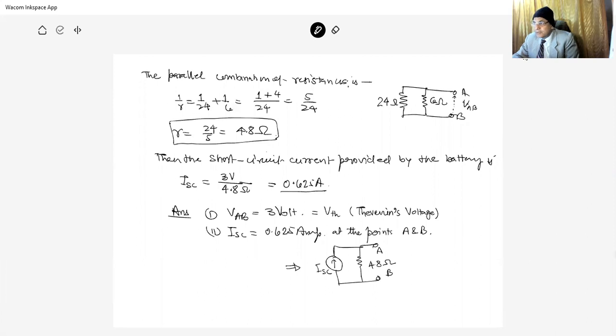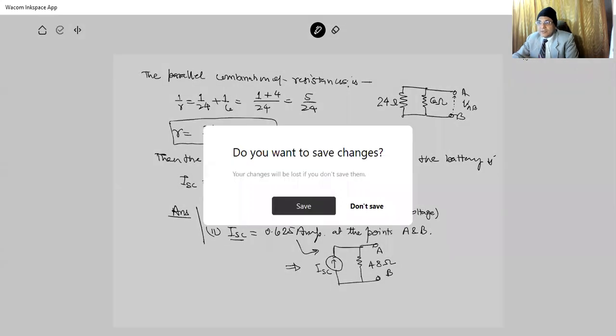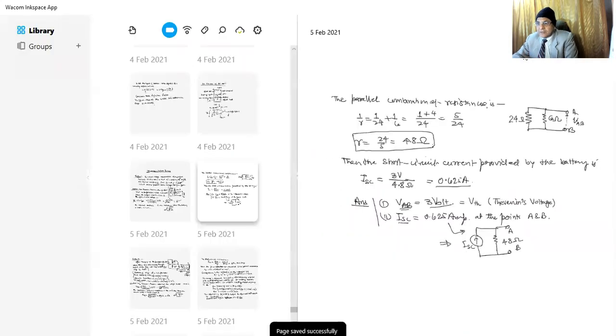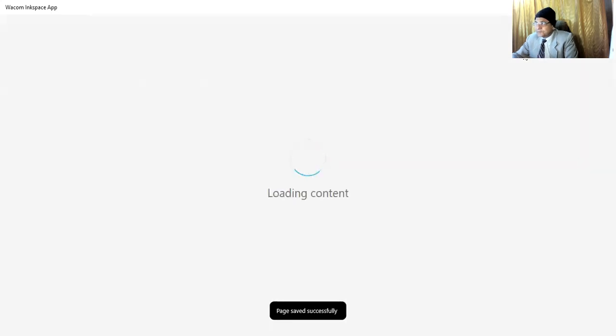Then the short circuit current provided by the battery is I short circuited equal to 3 volt divided by 4.8 ohm. So it is 0.625 ampere. So the answer is: VAB, that is Thevenin voltage, is 3 volt and short circuited current is 0.625 ampere. And on the basis of this short circuited circuit, we can draw the equivalent circuit as given in the figure.